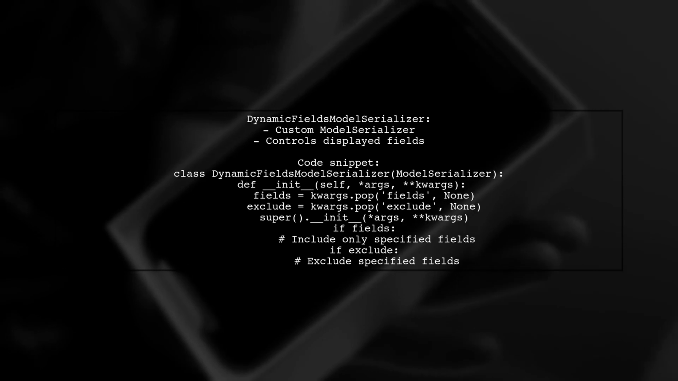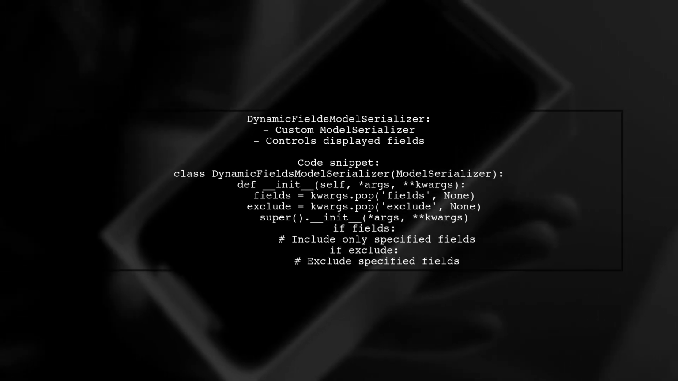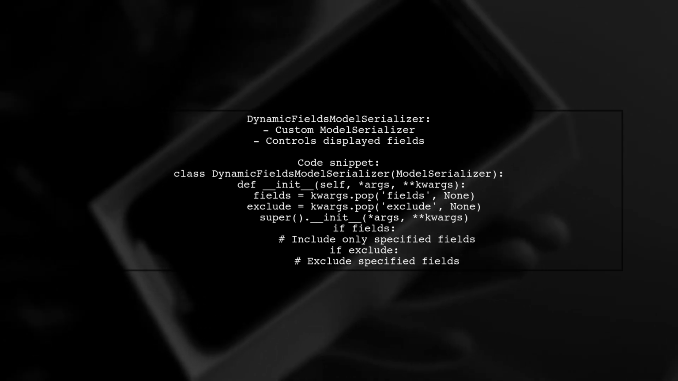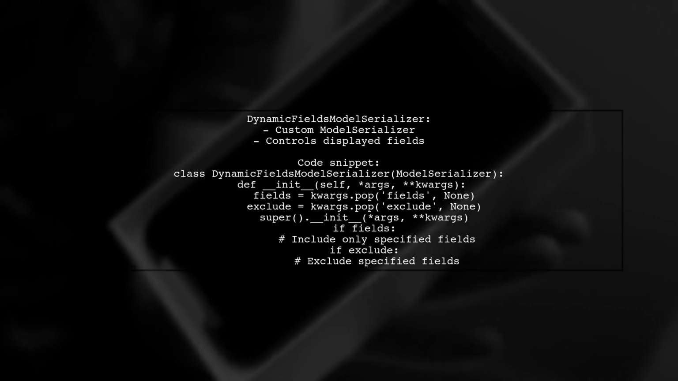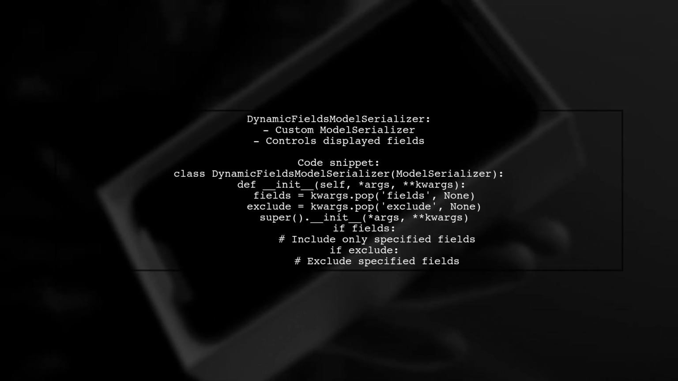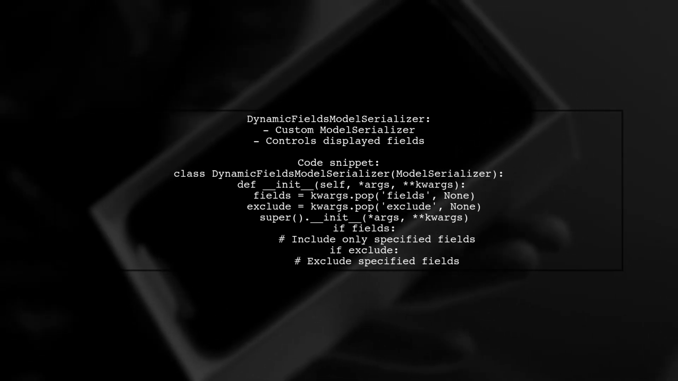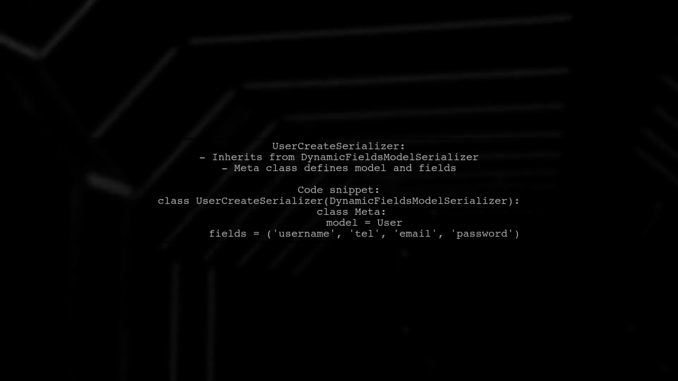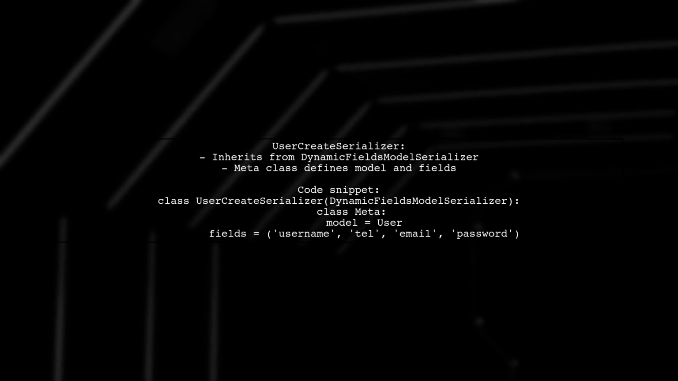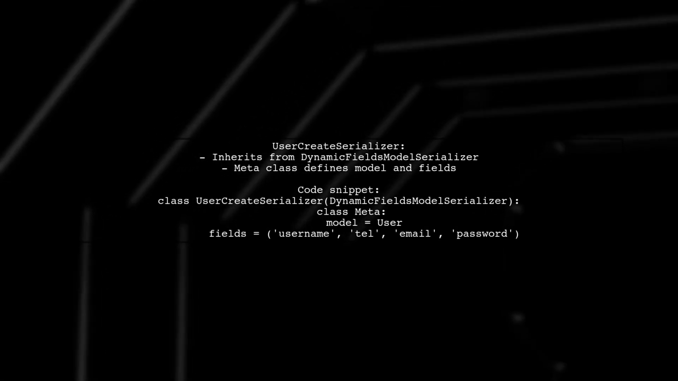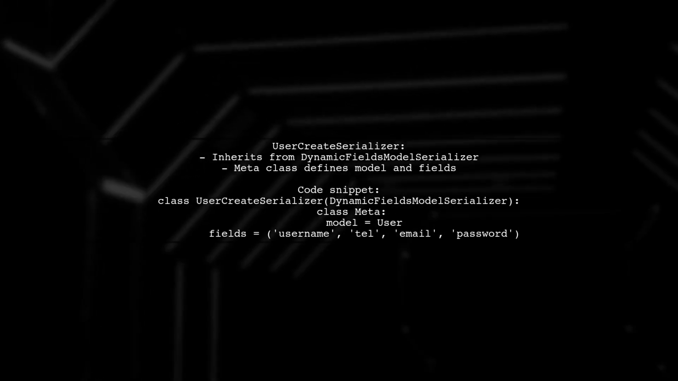To create a serializer in Django REST Framework that can handle different fields in multiple views, you can use a dynamic fields model serializer. This allows you to specify which fields to include or exclude when initializing the serializer. For example, you can create a user-create serializer that inherits from dynamic fields model serializer. This serializer can be initialized with specific fields like username, password, and tel.